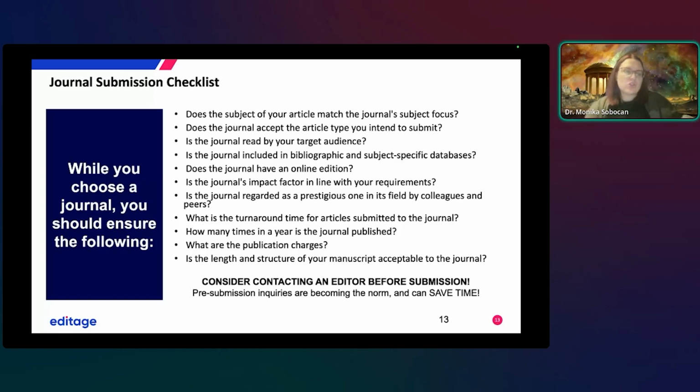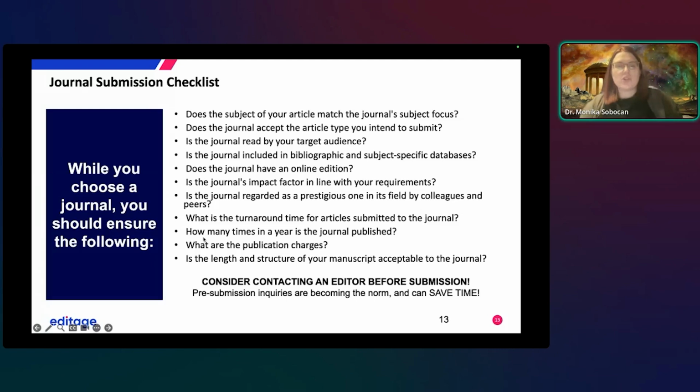Then the next question is, is the journal regarded as prestigious by your colleagues and peers? Sometimes it doesn't need to be a high impact factor volume, but it can be something that is highly valued in your community, or it might have a high outreach in your community when you're building a name for yourself. And if this is the case, then you need to publish in such journals.